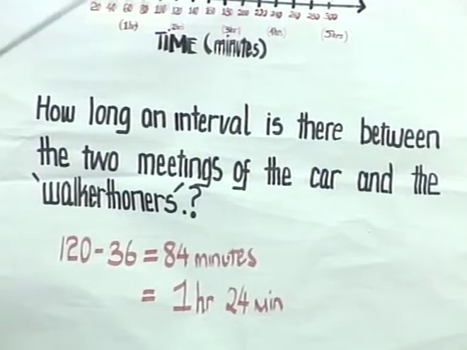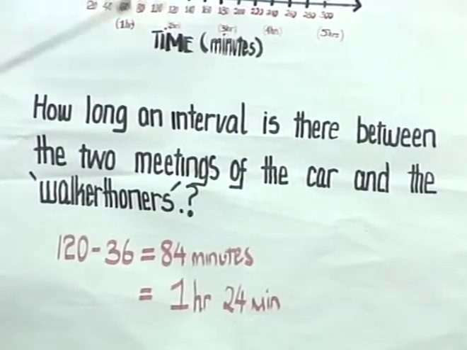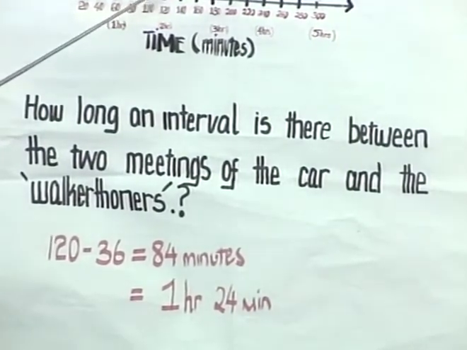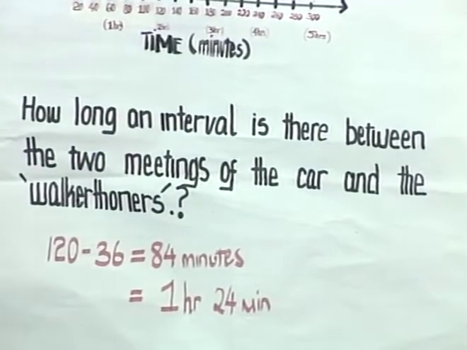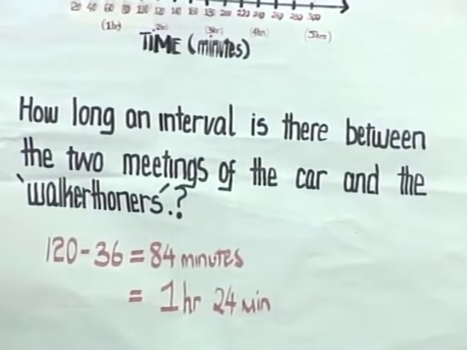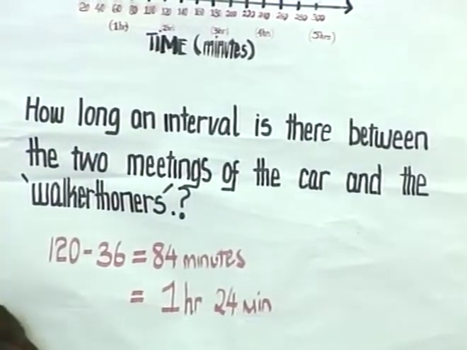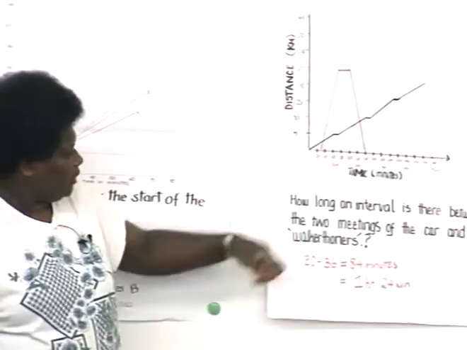It's approximate because they didn't use a grid. Okay, so I think it's a fair approximation. They could be 1 hour 25, 1 hour 30, but that's okay, that's good enough.